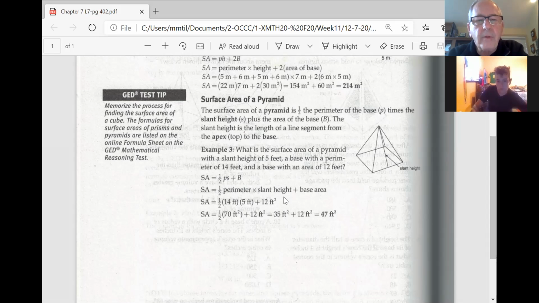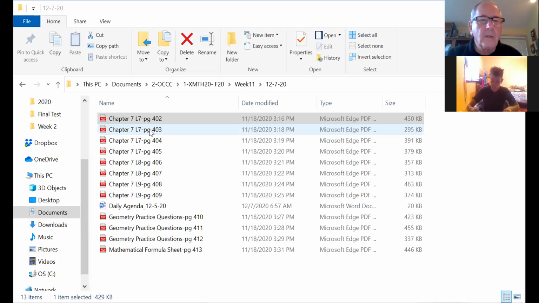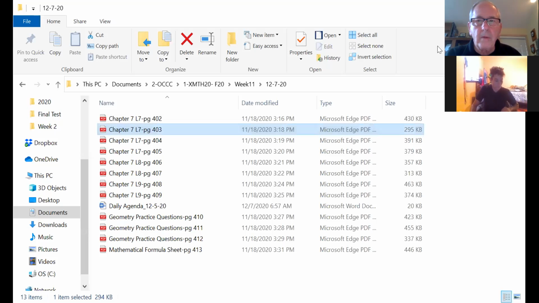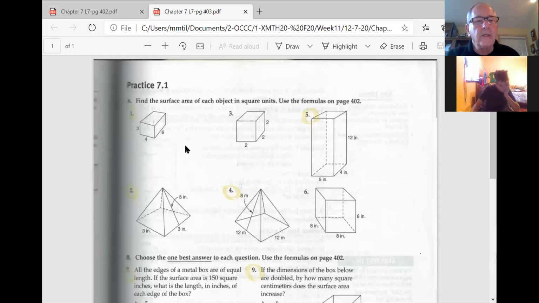Okay, and it gives an example. Well, anyway, it doesn't put the numbers in here, but it does give an example. We'll go on to the next page and you'll see more. We'll have some examples on that next page. Okay, so the next page is like this, and so it's find the surface area of each object.